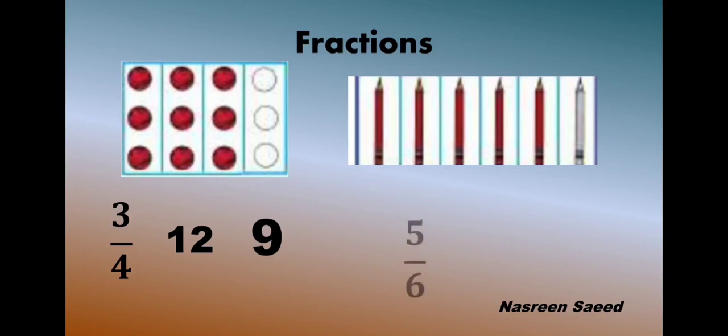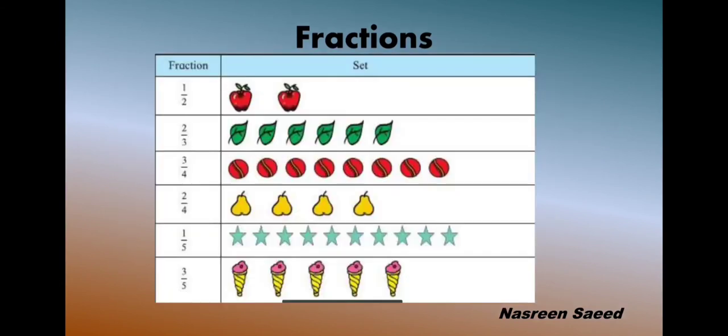Then next we have a set of 6 pencils which have been divided into equal parts. 6 pencils को equally divide किया है and each part has only 1 pencil. So एक part में कितनी pencil है? 1. 5 parts are shaded or colored. That shows 5 upon 6 or 5/6 of 6 is 5. So 5/6 part of 6 is 5.